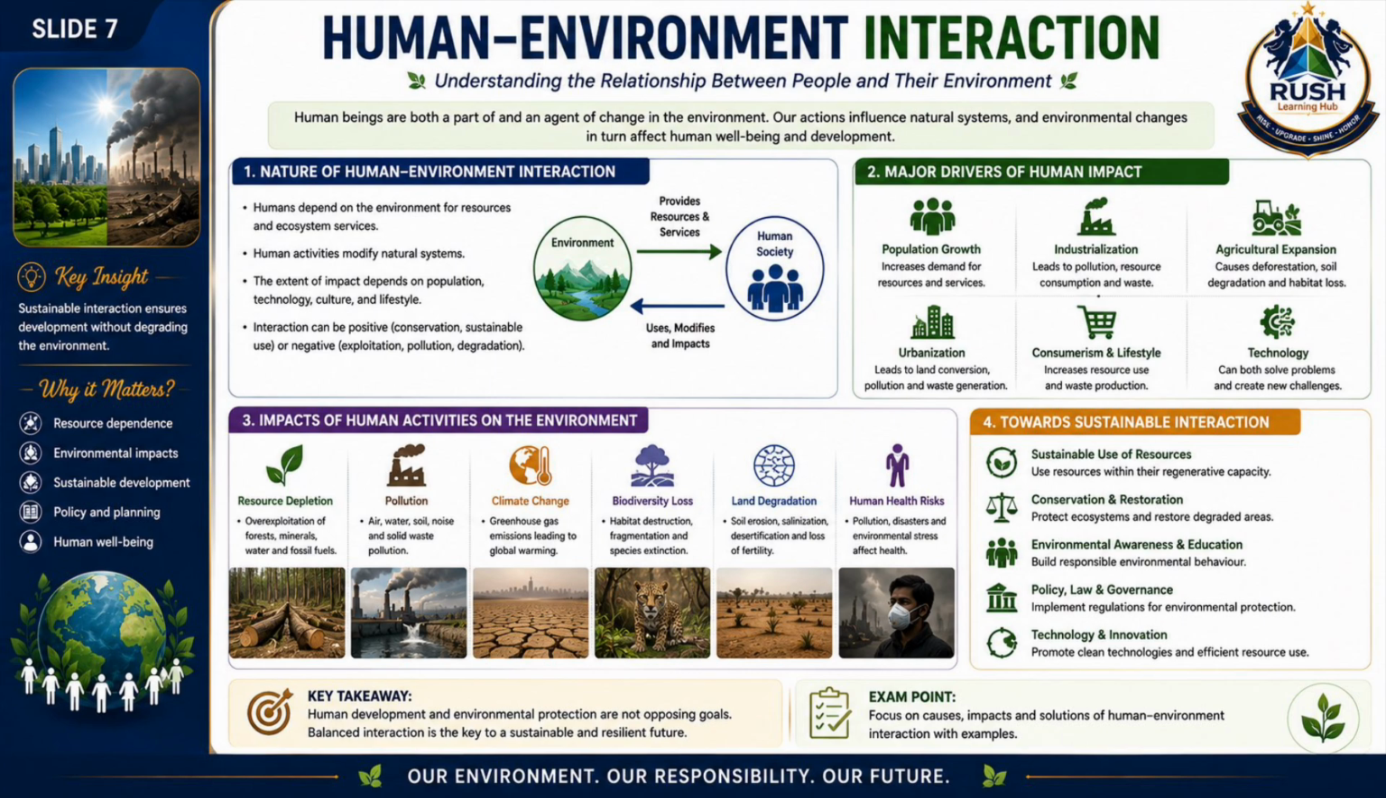The third driver is agricultural expansion. Conversion of forests and natural ecosystems into agricultural land often leads to deforestation, habitat fragmentation, soil degradation, and biodiversity loss. The fourth driver is urbanization. Rapid urban growth increases land use change, resource consumption, transportation demands, waste generation, and pollution levels.